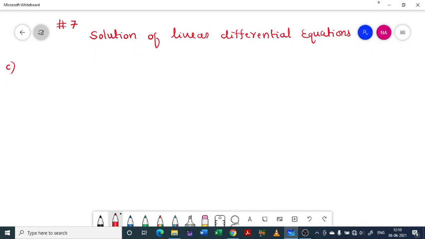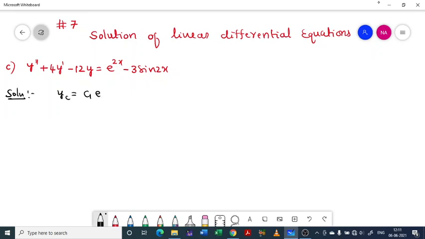Now problem C. Solve y double dash plus 4y dash minus 12y equal to e power 2x minus 3 sin 2x. So this is the given equation. As we did in the previous classes, I'll write the complementary function directly. Here yc will be c1 e power 2x plus c2 e power minus 6x. So you can guess that the roots of the auxiliary equation are 2 and minus 6.